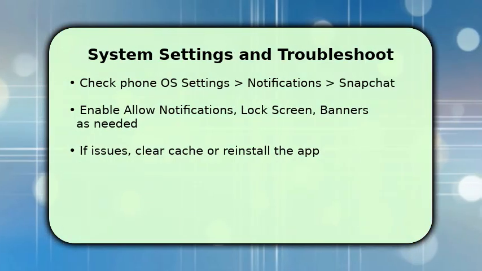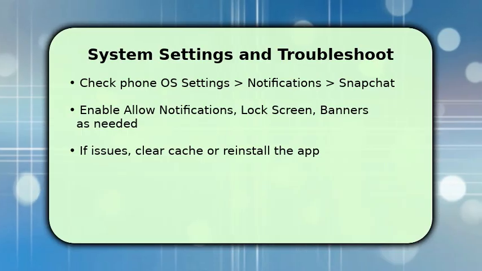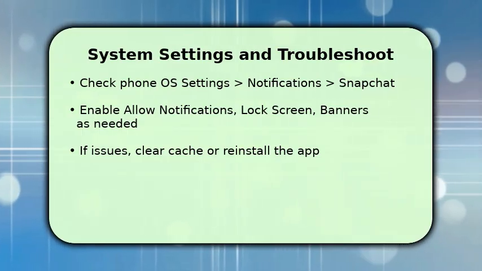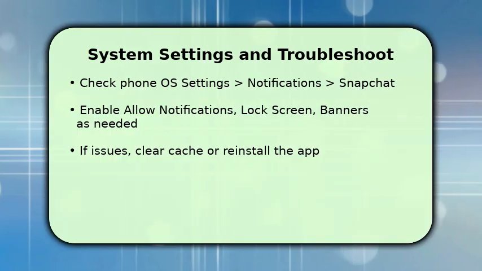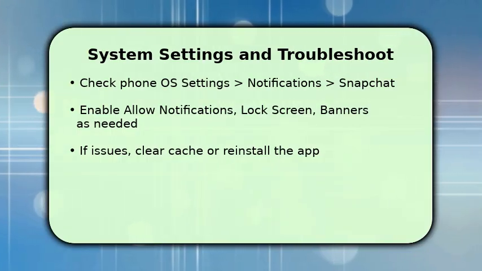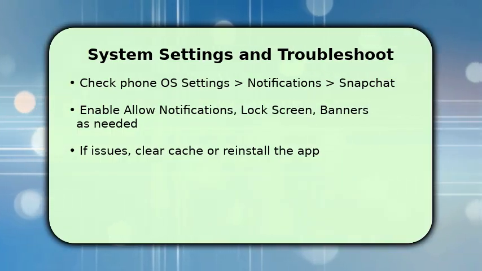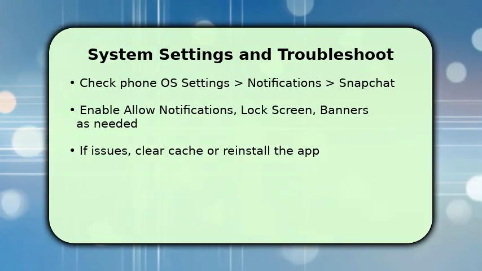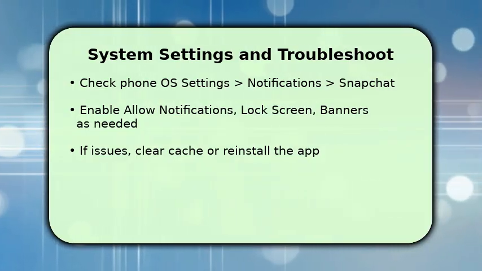Finally, verify your phone's system notification settings for Snapchat. Open OS settings, find notifications, and enable Allow Notifications plus lock screen and banners if you want visible alerts. Once done, make sure Do Not Disturb is off for times you expect messages.